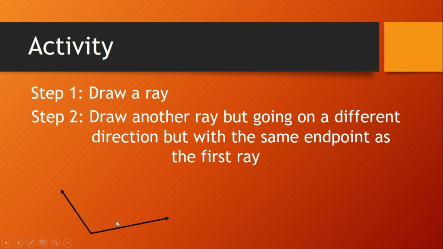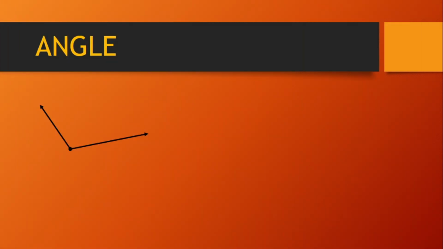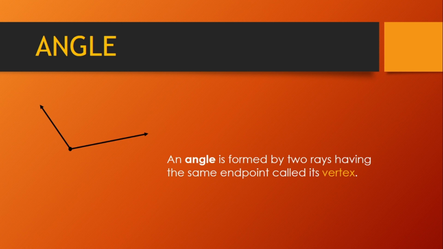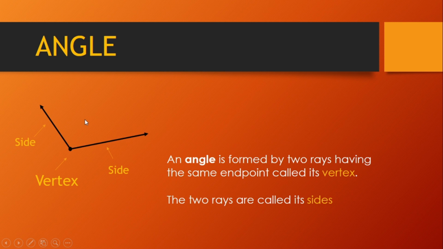Anong tawag natin dyan? This is what we call now the angle. We formed an angle. Ano nga ba yung angle? An angle is formed by two rays. Gaya ng ginawa nating activity kanina, two rays siya having the same endpoint called vertex. Dalawang ray daw na merong common endpoint at itong common endpoint na to ay tinatawag nating vertex. Now, the two rays naman na ginawa natin kanina is what we call the sides. This the first side and then the other side. And then, the common endpoint is what we call the vertex.